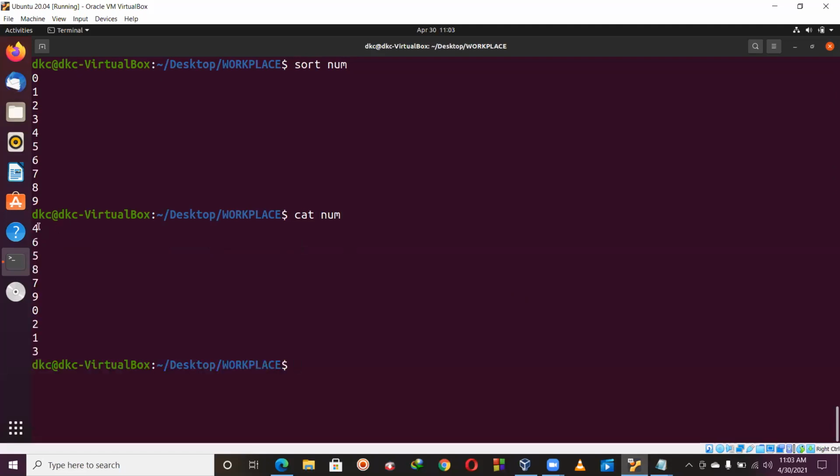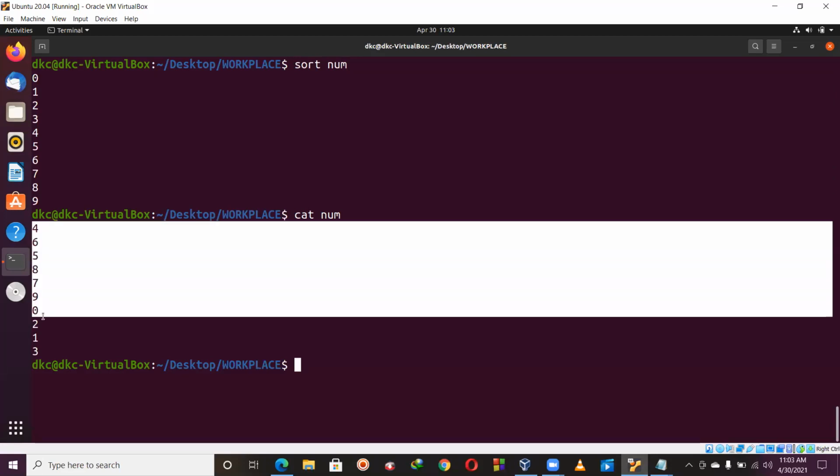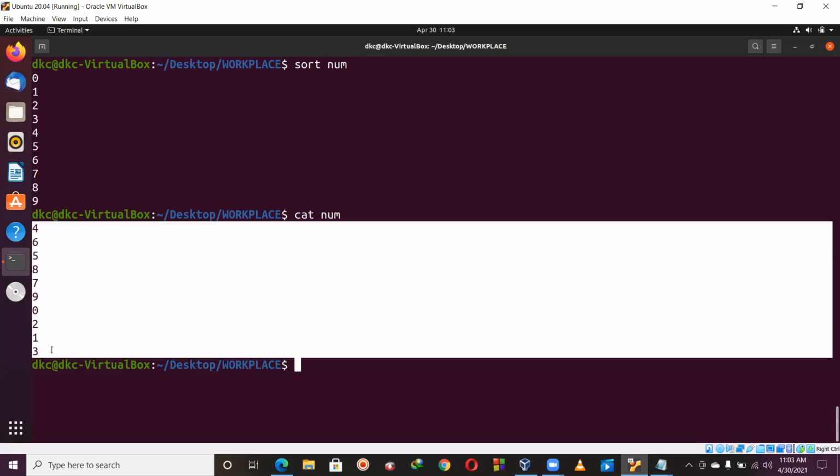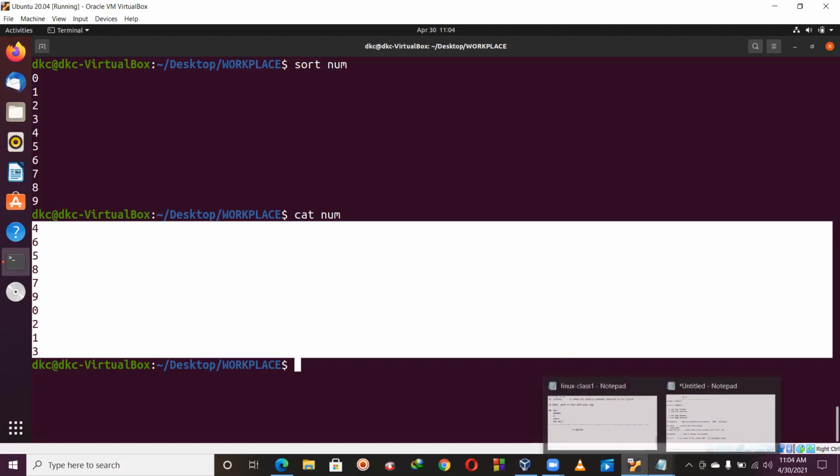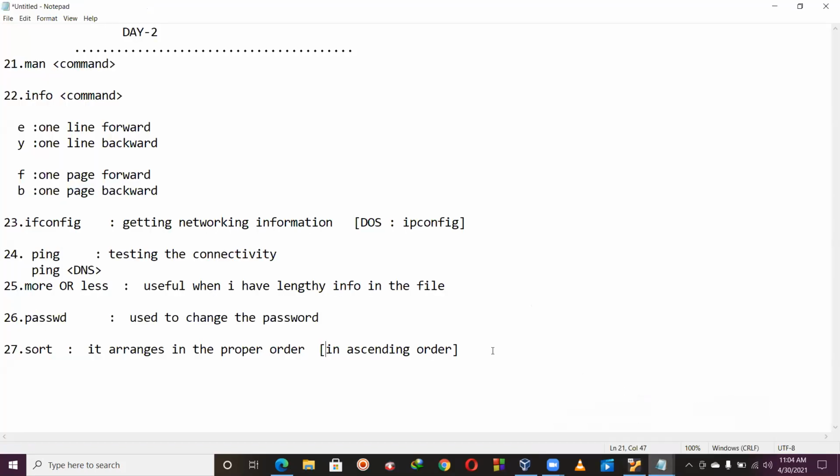Now is it sorted or not? No. So what is the purpose? What is the meaning? What difference? It means the actual contents in the file are not disturbed. Remember, the actual contents of the file are not disturbed by using the sort command. So when it is useful, it gives you the output at the moment, but the file is not disturbed. The file is not changed.